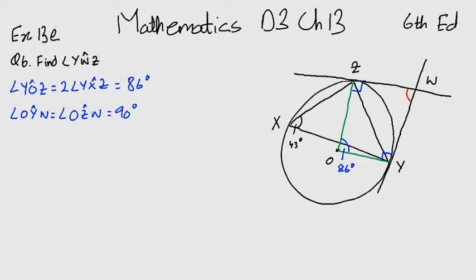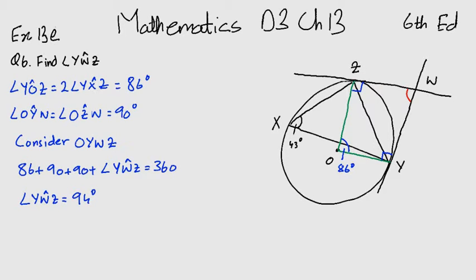We can also see that OYW is equal to OZW. Why? Because a line from the center of the circle which touches the tangent at the circumference will have an angle of 90 degrees with the tangent. Now consider the quadrilateral OYWZ. In a quadrilateral, the sum of all the angles inside of it is 360. Now we know 3 of the angles and we can easily find the 4th. And this comes out to be 94 degrees and that is our answer.